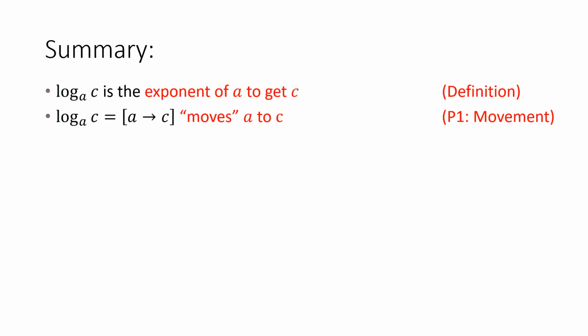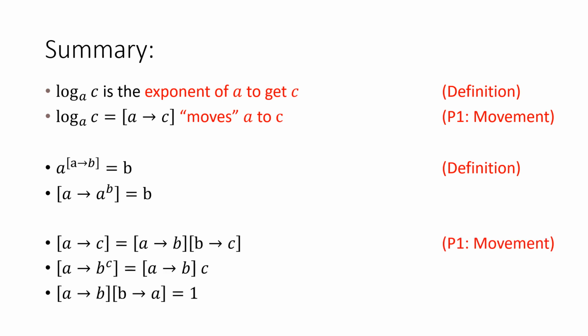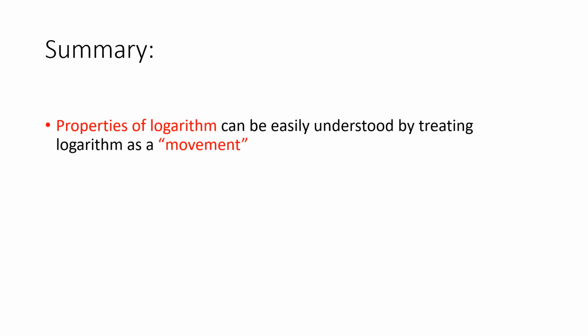So to summarize, there were two things we learnt. One is the definition of logarithm, and two, which is one of the perspectives, which is understanding logarithm in terms of movement. If we go a little bit more in depth, by definition, we have these two results. And by using that perspective of logarithm and the movement, we got these three properties pretty much for free. To reiterate, understanding logarithm as a movement helped us derive some of the properties of logarithm.